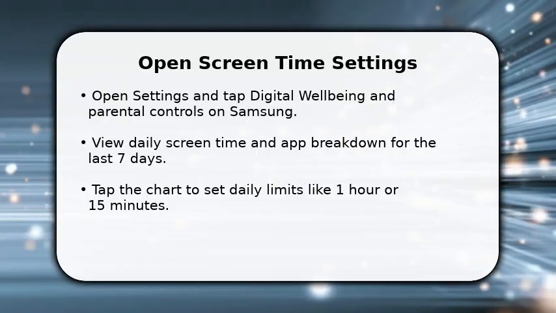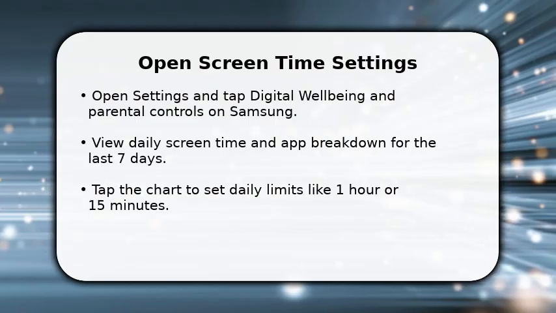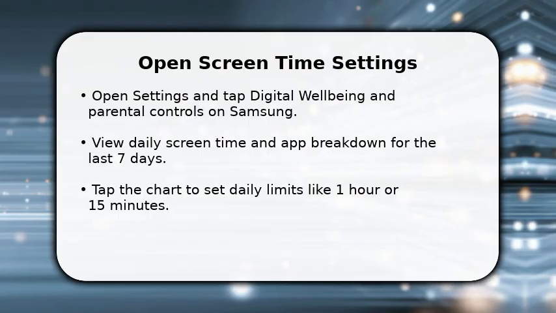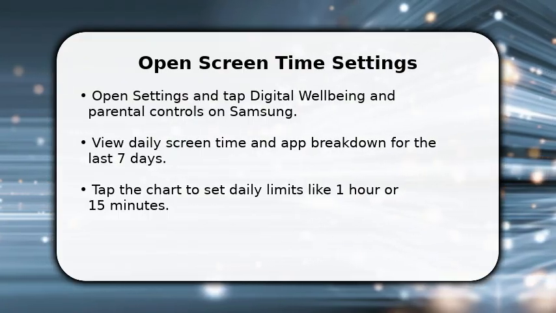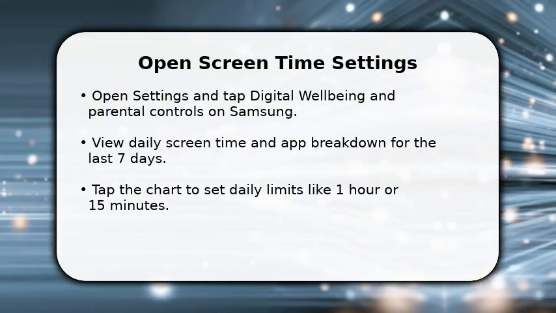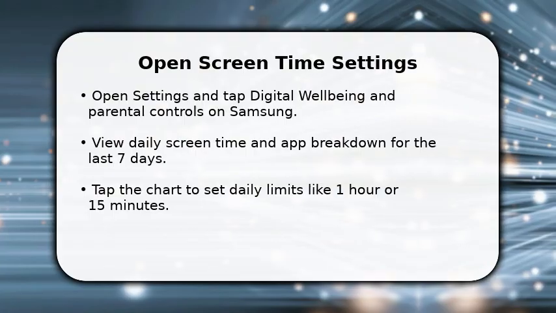Start by unlocking your Samsung and opening the Settings app now. Scroll until you see Digital Wellbeing and Parental Controls listed. Tap that entry to open Screen Time Tools and Usage Charts. Look at the chart that shows daily screen time for the last 7 days.